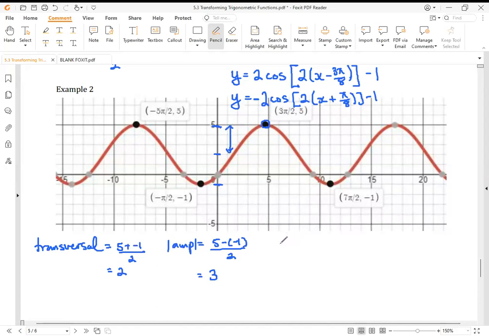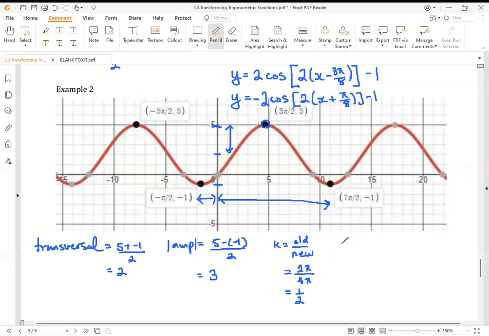Next, what else am I doing? Oh, period. So my k value is my old period divided by new period, which is 2 pi divided by, let's see, negative pi over 2 and then positive 7 pi over 2. Together, I traveled 8 pi over 2, which is 4 pi. Right? Yeah, which means my k value is going to be 1 over 2.